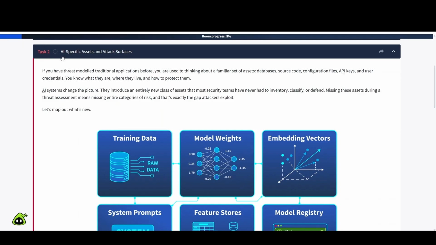Task 2, AI-specific assets and attack surfaces. If you have threat modeled traditional applications before, you are used to thinking about a familiar set of assets: databases, source code, configuration files, API keys, and user credentials. You know what they are, where they live, and how to protect them. AI systems change the picture. They introduce an entirely new class of assets that most security teams have never had to inventory, classify, or defend. Missing these assets during a threat assessment means missing entire categories of risk, and that's exactly the gap attackers exploit. Let's map out what's new.